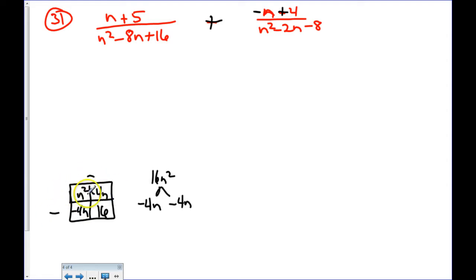So my top row, what can I factor out? An n. Bottom row, a 4. Left side, I can factor out an n. Right side, I can factor out a 4. So my factors here are n minus 4 and n minus 4.